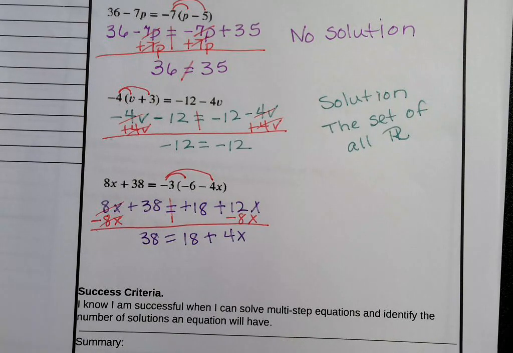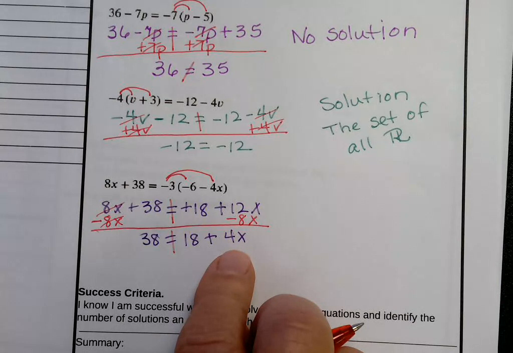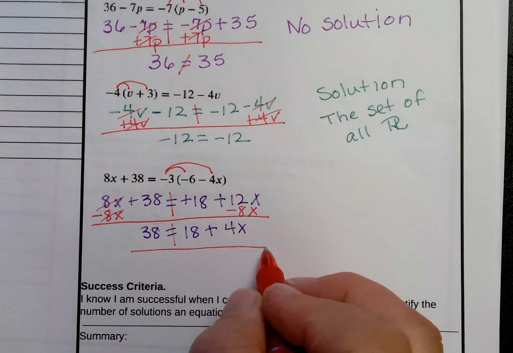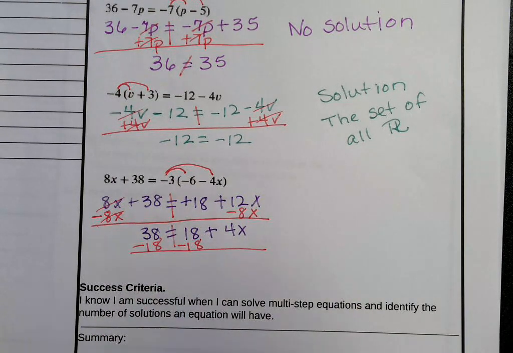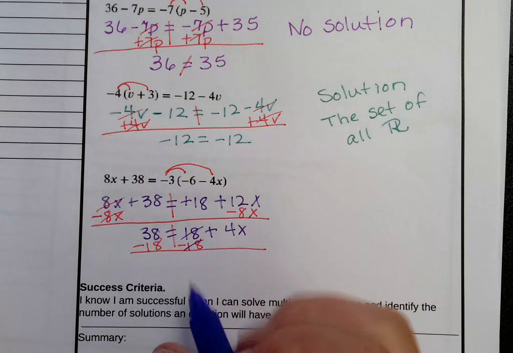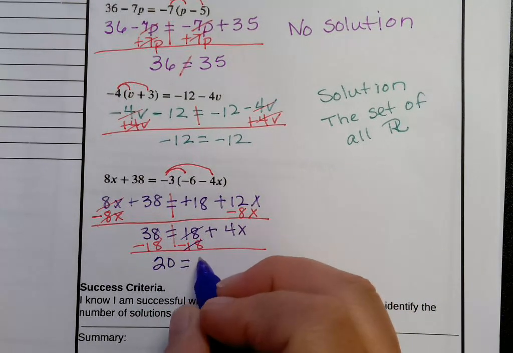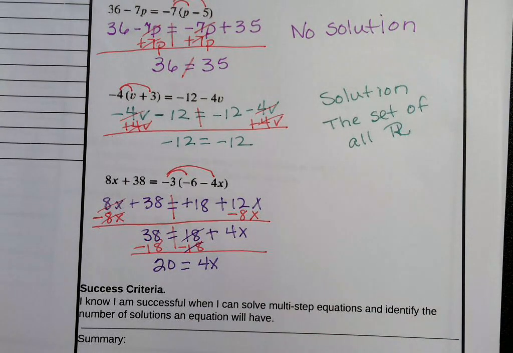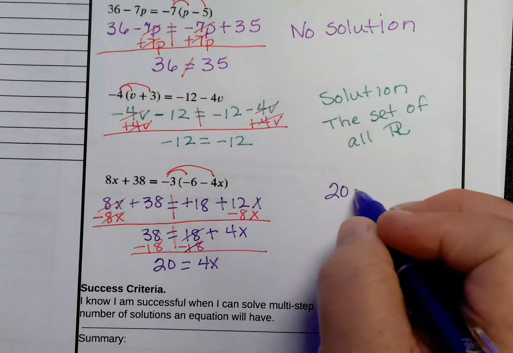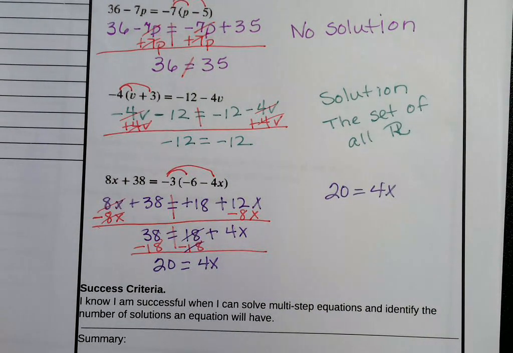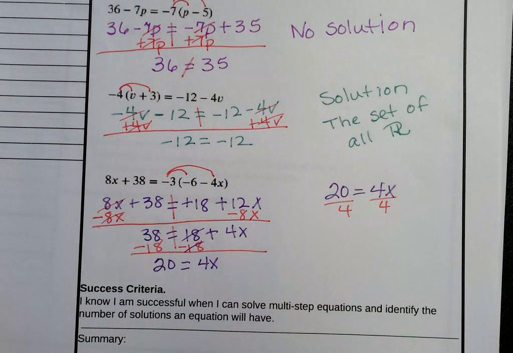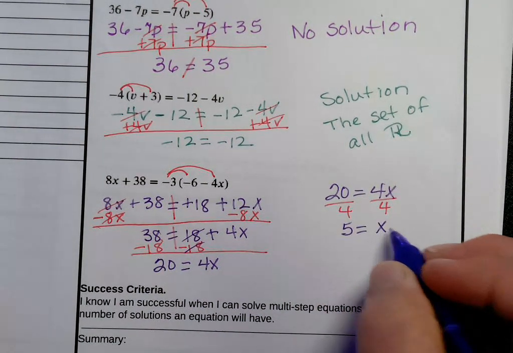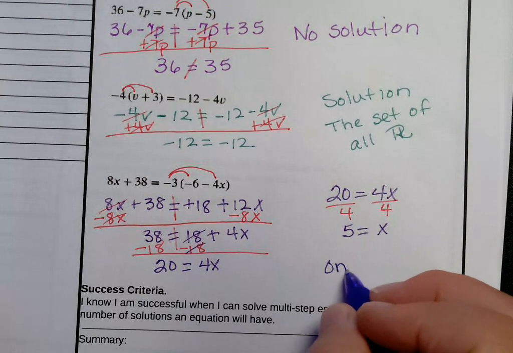Okay, now I want to get rid of my numbers. I've got to get this isolated. So I'm going to subtract 18 from both sides. Okay, this is gone. 38 minus 18 leaves me with 20. 20 is equal to 4x. Last step is to divide both sides by 20. By 4, I'm sorry. Divide both sides by 4, and 5 is equal to x. In this case, there is only one solution.